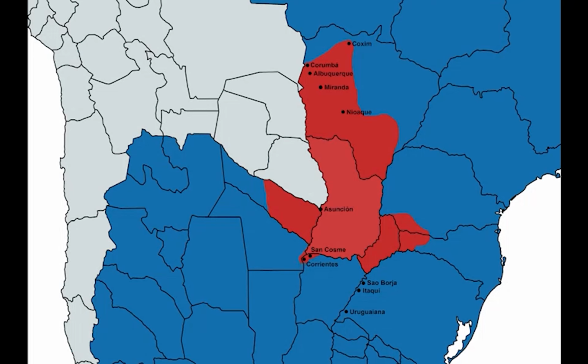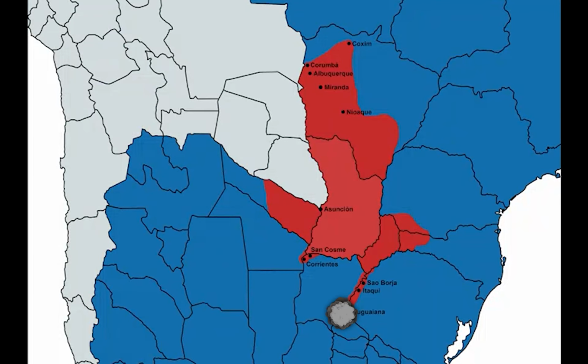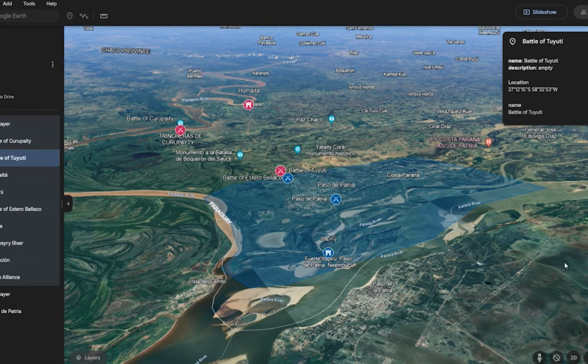While Lopez ordered the retreat at Corrientes, Paraguayan troops advanced down the Uruguay River, taking Sao Borja, Itaqui, and Uruguayana. This second advance was also halted after a devastating defeat at the naval battle of Yatay. Soon after, Paraguayan forces were driven out of Corrientes and San Cosme, and by the end of 1865, the war had turned from a Paraguayan offensive into a Triple Alliance offensive. Now we'll be using Google Earth for the finer details of the battle.